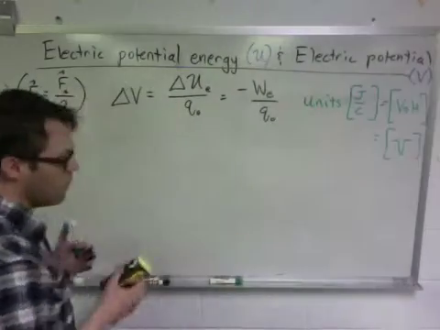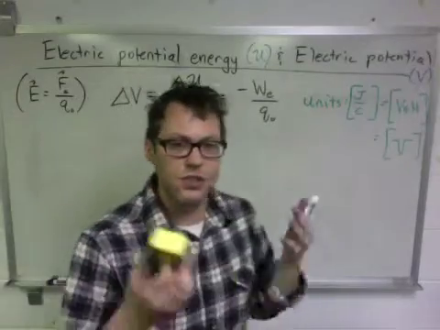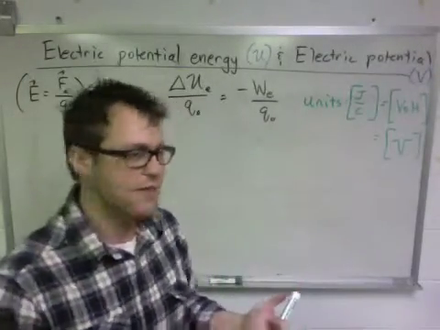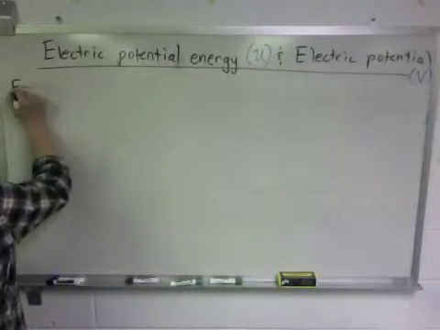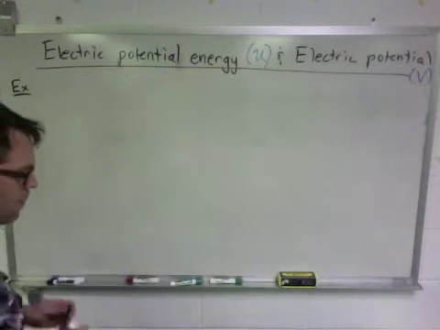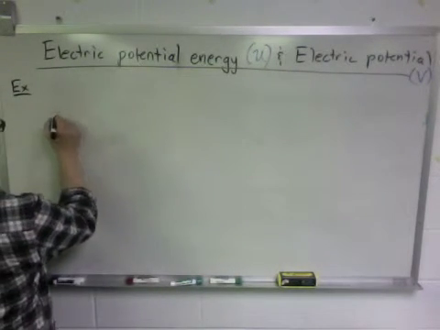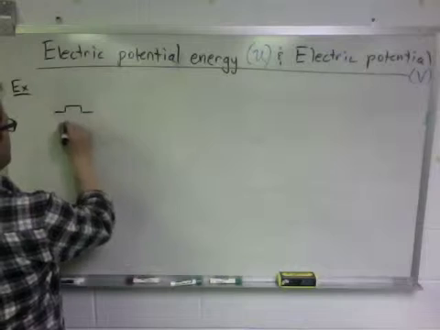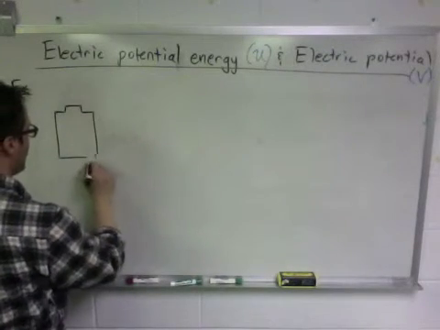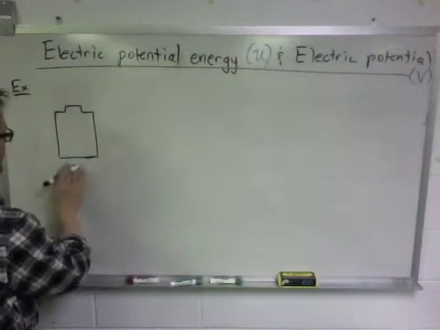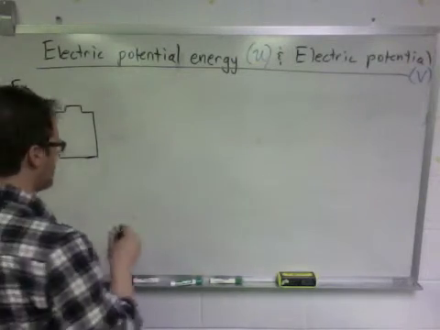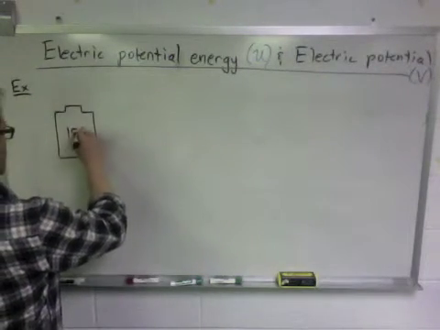And I think the best way to do that is to just start with an example and see how it works. So my example is going to be like this. Let's say I have a battery, like a D-cell battery or something like that. Let's say it's a big battery, maybe like a car battery. Let's say it's rated at 15 volts.